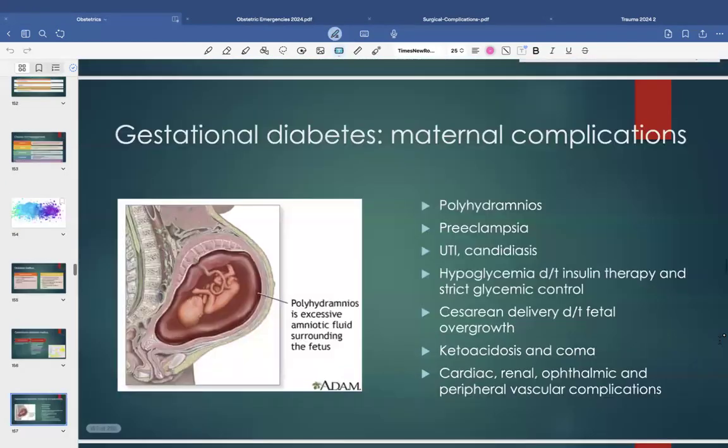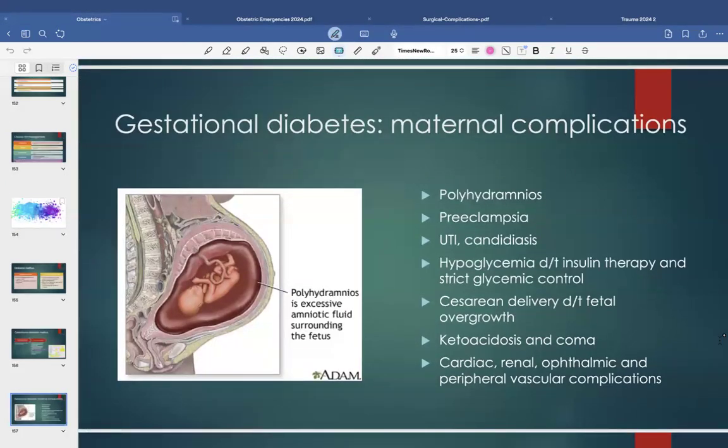What are some of the complications in gestational diabetes? Too much amniotic fluid. They're at a risk for preeclampsia. They're more prone to candidiasis and urinary tract infections. Hypoglycemia due to insulin therapy. Those babies can grow pretty big, so they're at a risk for having to have a cesarean section. Ketoacidosis and coma, as well as other complications might be notable in these patients.